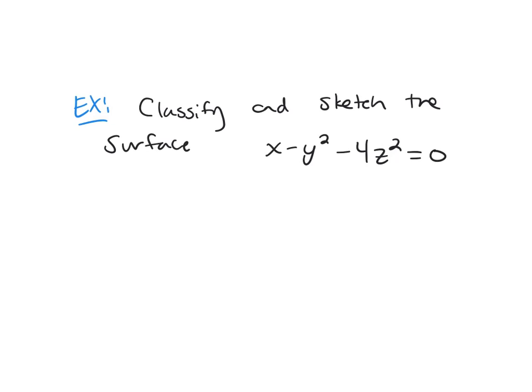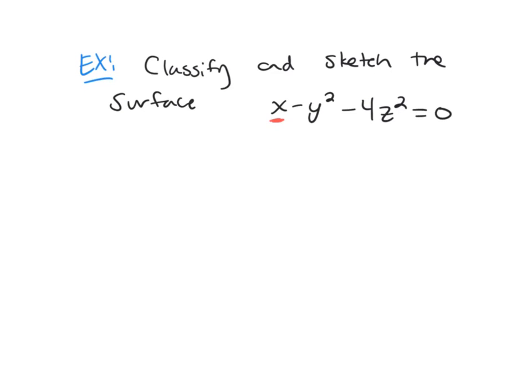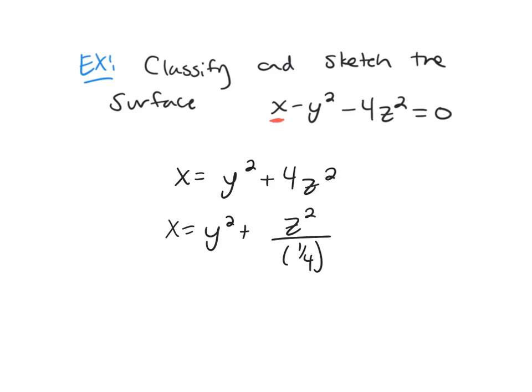So here I see that I have a term that's not squared. So I want to isolate that term on one side by itself. So I'm going to move everything to the other side. x equals y squared plus 4z squared. And you can write this as z squared over 1/4.